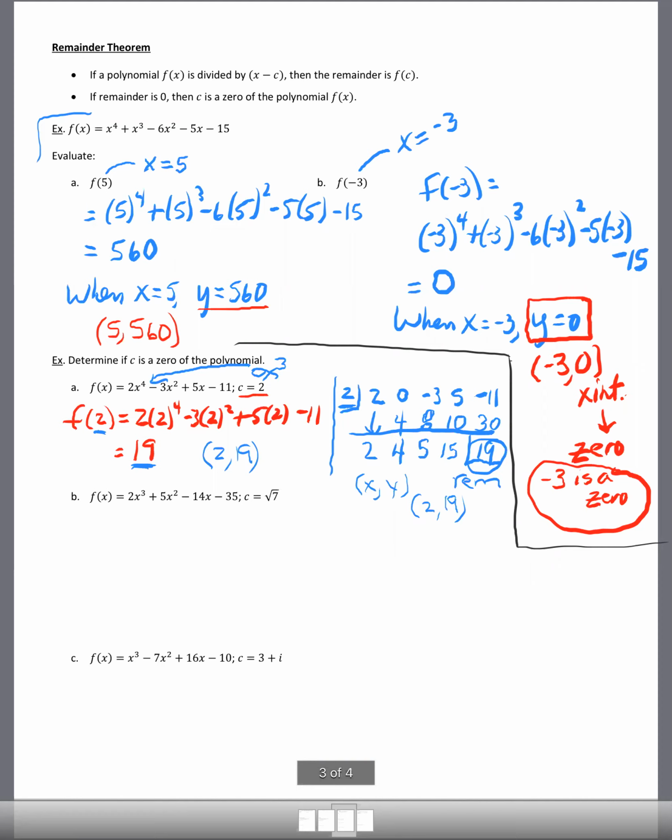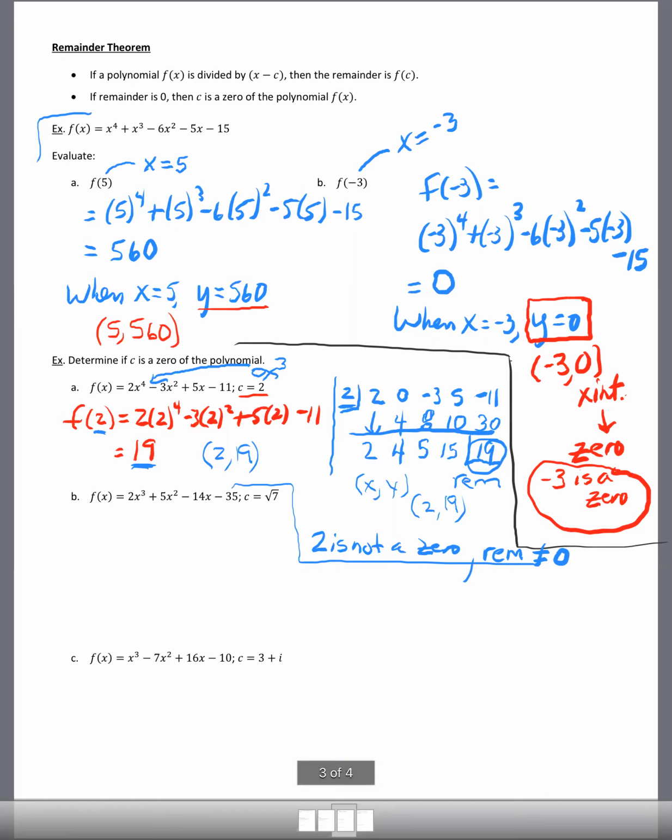Okay, so determine if c is a 0 of the polynomial. Let me come in here so we can put a statement. 2 is not a 0. Write yourself a note. The reason we know that is because the remainder is not equal to 0. I'll put it here. The remainder was not equal to 0.